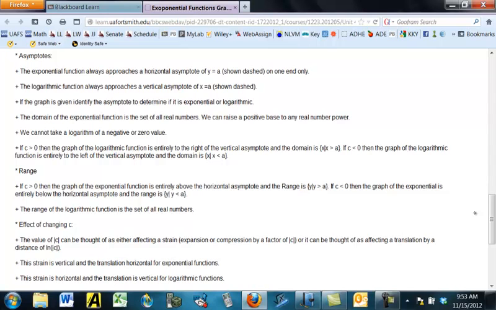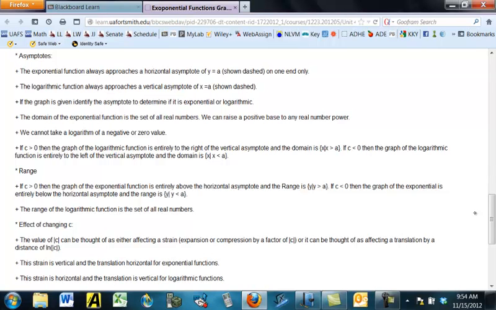Okay. So if c is positive, then the graph of the logarithmic function is entirely to the right of the vertical asymptote. The domain is x greater than a. And if c is negative, the graph of the logarithm is completely to the left of the vertical asymptote, and the domain is x less than a. Of course, if c equals 0, then it degenerates down to a line.